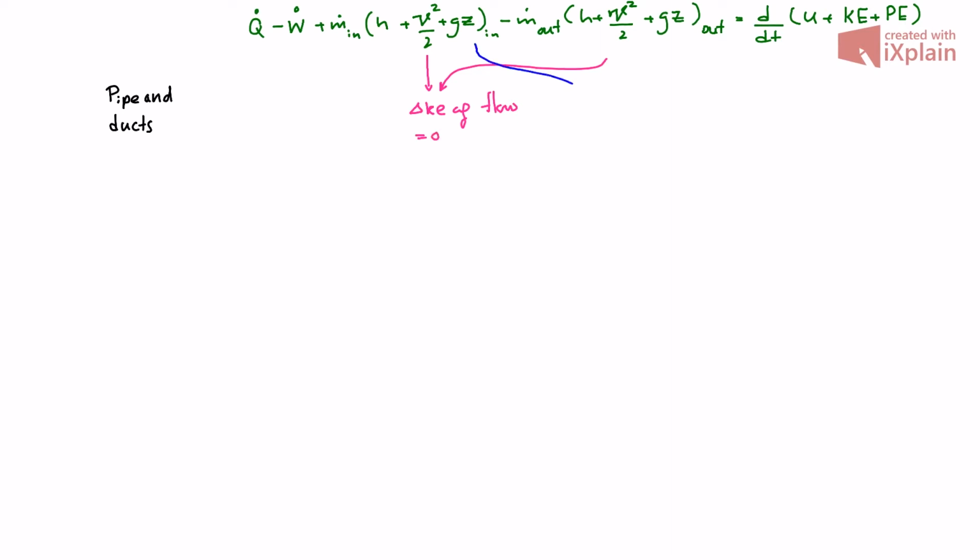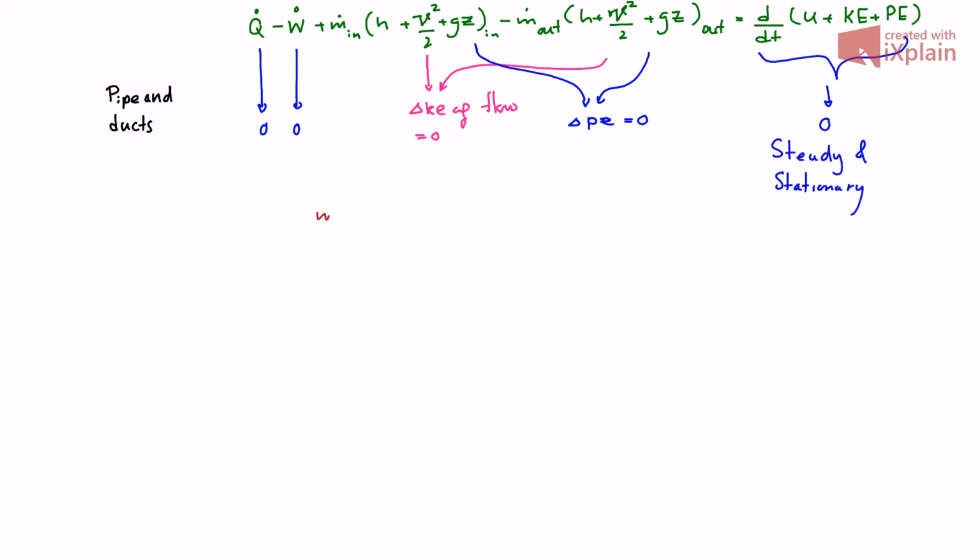kinetic energy change. Also, potential energy change is going to be negligible. If the heat coming into the system and work coming into the system is not given, we can assume that they are zero. In addition, the right hand side of the energy balance equation becomes zero because we are assuming steady flow and a stationary system. Now our energy balance equation simplifies to this.